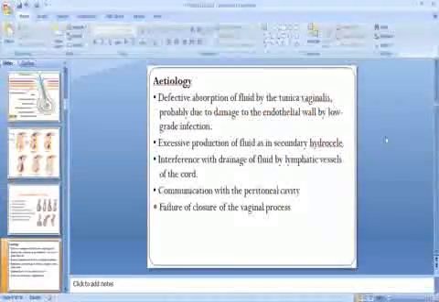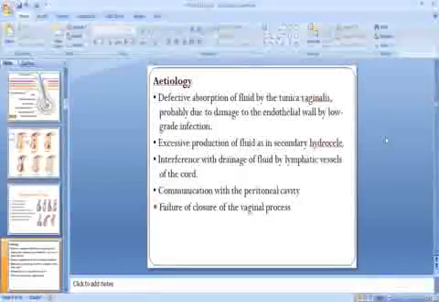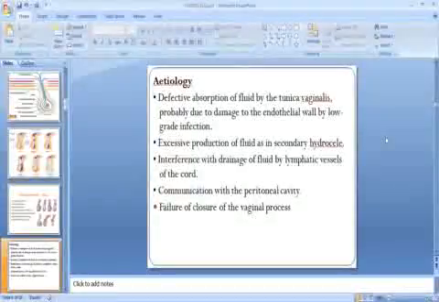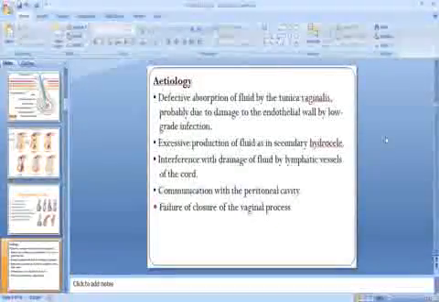Etiology: defective absorption of fluid by the tunica vaginalis, probably due to damage to the endothelial wall by low-grade infection. Excessive production of fluid, as in secondary hydrocele. Interference with the drainage of fluid by lymphatic vessels of the cord. Communication with the peritoneal cavity. Failure of closure of the vaginal process.